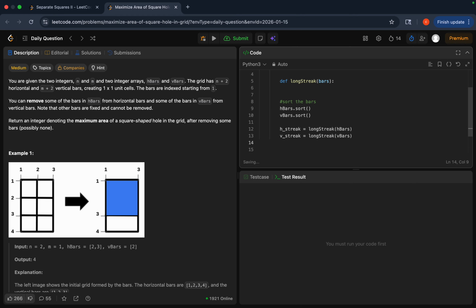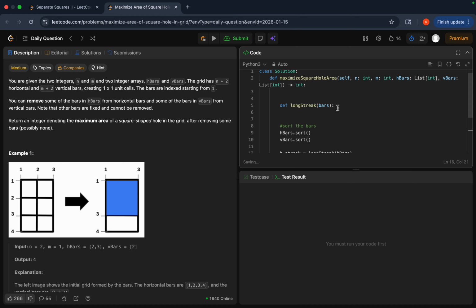and now we have to find the side, right? So side is equal to minimum among these two, so h streak and v streak. Okay, right? And now return side cross side, which is the area, right? And now we can go ahead and define this.